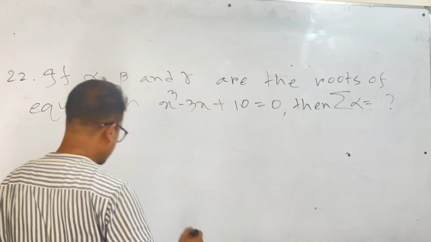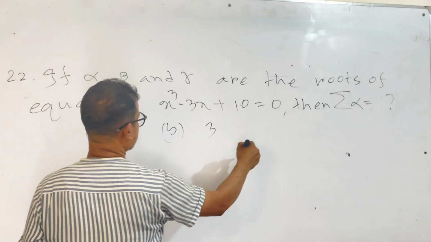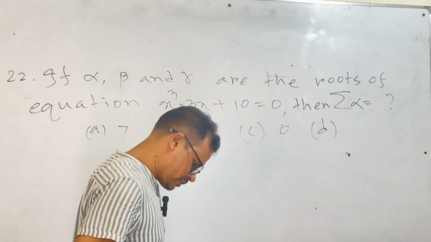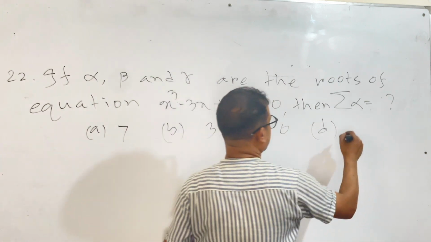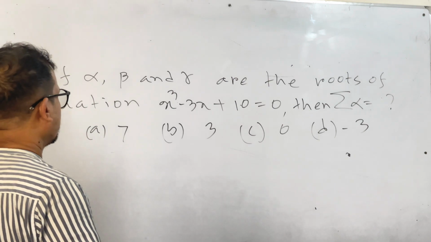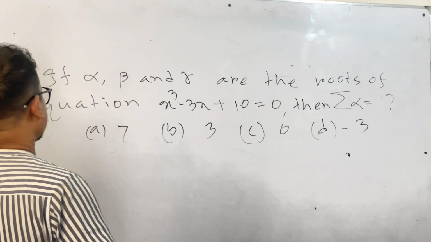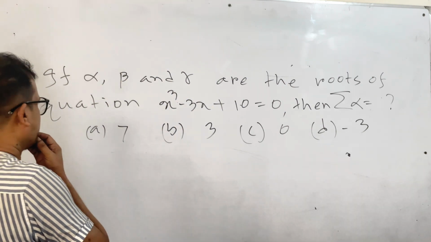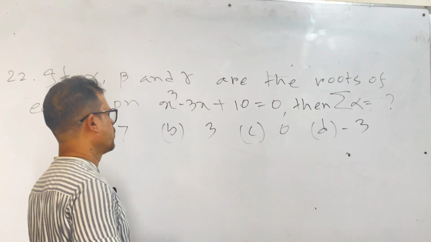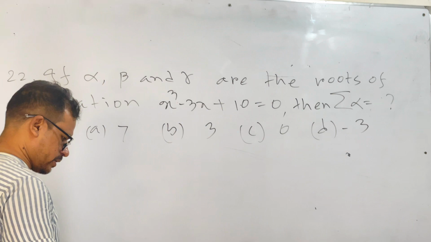The options are 7, 3, 0, and d. What is the value of d? It is minus 3. We have to find out summation alpha, where alpha, beta, gamma are the roots of the equation x cube minus 3x plus 10 equal to 0. Whether it is minus 3, 0, 3 or 7, we have to find that out.